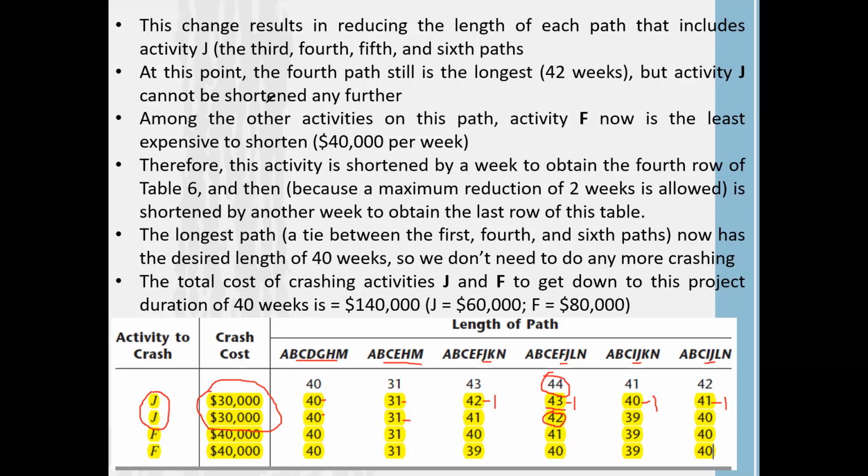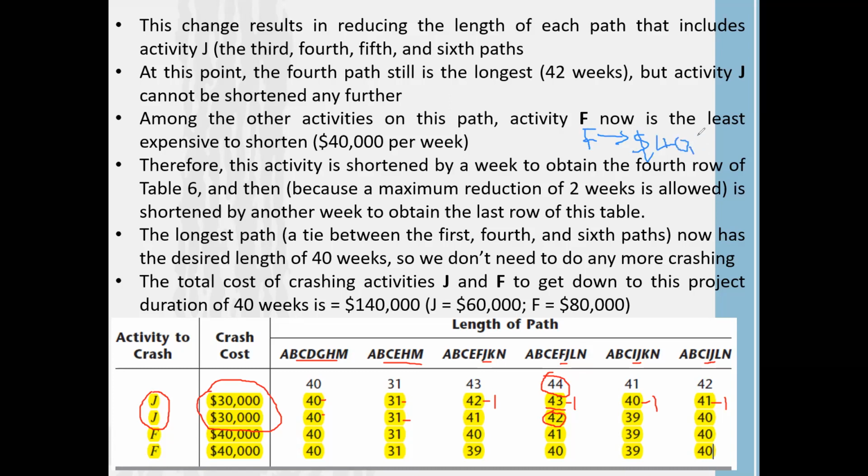Then what can we do? Now we can identify that among the other activities on this path, activity F is the least expensive way to shorten the period. Find out which of the critical activities can give you the least additional cost. Then we identify that activity F is only consuming $40,000 additional cost.